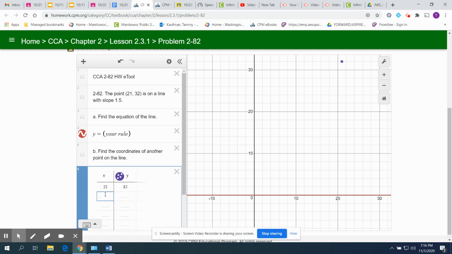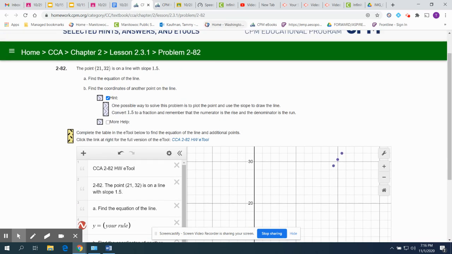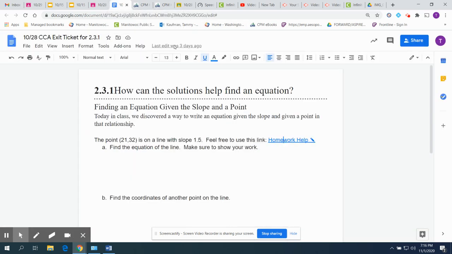So I've got to go backwards to where this line crosses the y-axis. So I'm going to put 20 and I'm going to subtract 1.5, which is 30.5. And then I go 19 and 29 and so on and so forth. This is going to take me a while, right? So there is another way to do this that we talked about in class, that we could use the equation.